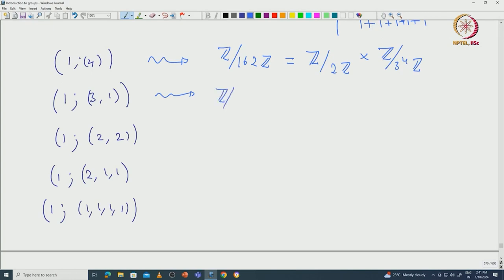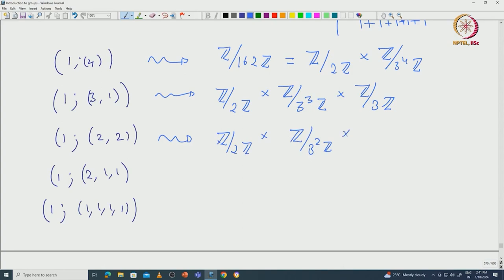So this is Z modulo 2 Z cross Z modulo 3 power 3 Z cross Z modulo 3 Z. What about this? This is Z modulo 2 Z cross Z modulo 3 square Z, cross Z modulo 3 square Z. And this one is Z modulo 2 Z cross Z modulo 3 square Z cross Z modulo 3 Z cross Z modulo 3 Z.